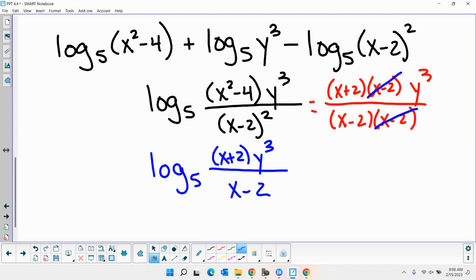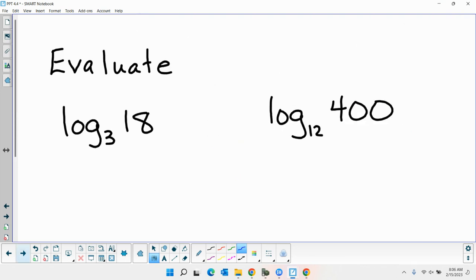Okay. I don't think I have any more examples. Let me see. Oh, I do. Let's do those two real quick on your calculator. Then we'll check them here. Just for more practice on that change of base.